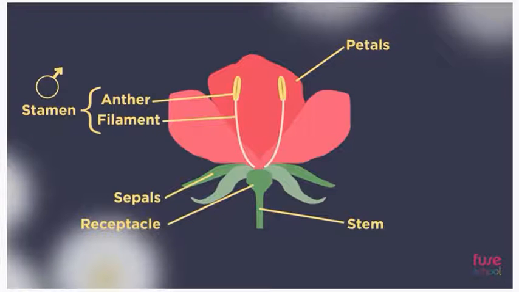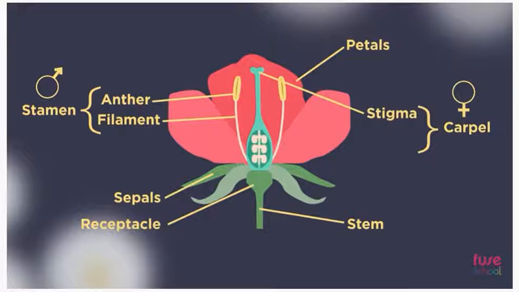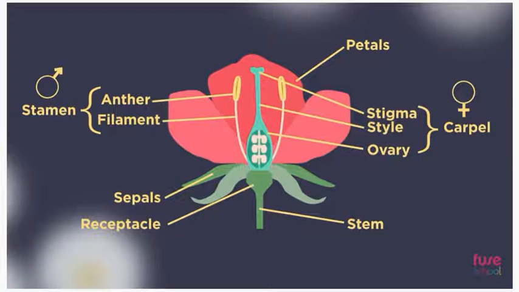The female part of the flower is called the carpel, and it consists of three parts: the stigma, a sticky landing for pollen; the style, where the pollen grain descends; and the ovary, where female gametes or sex cells are located. Within the ovary, ovules produce female gametes.